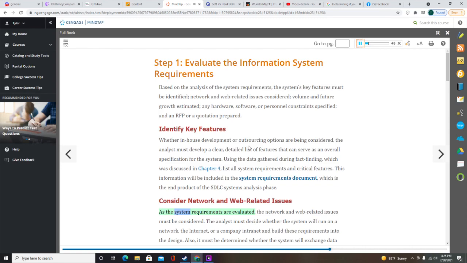As the system requirements are evaluated, the network and web-related issues must be considered. The analyst must decide whether the system will run on a network, the Internet, or a company intranet and build these requirements into the design. Also, it must be determined whether the system will exchange data with vendor or customer systems and ensure that the system will be compatible. Estimate volume and future growth.